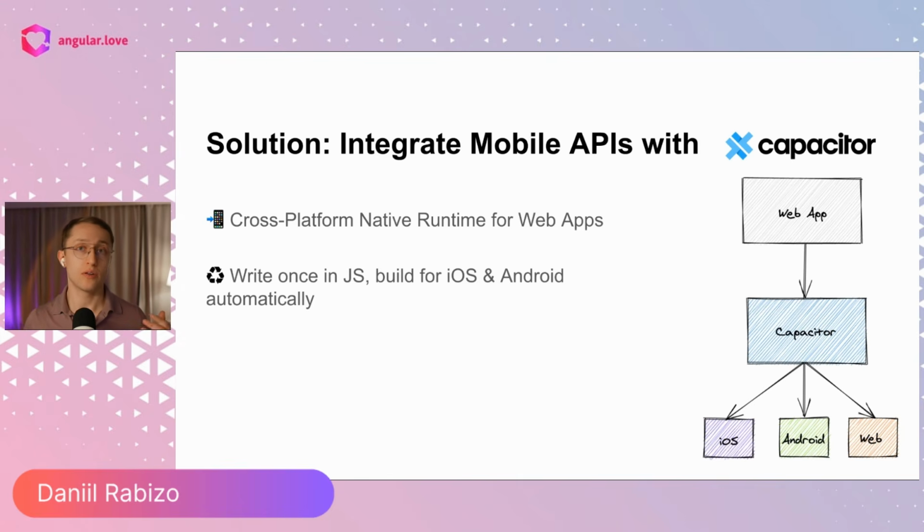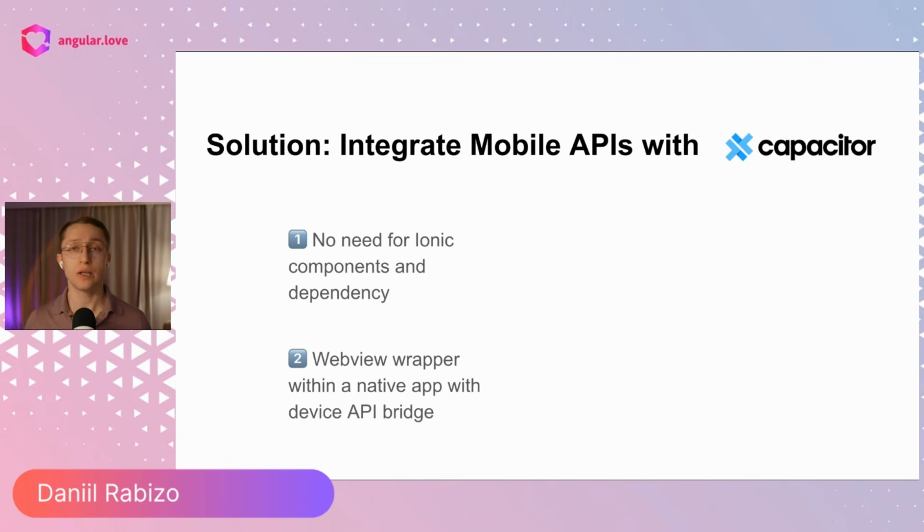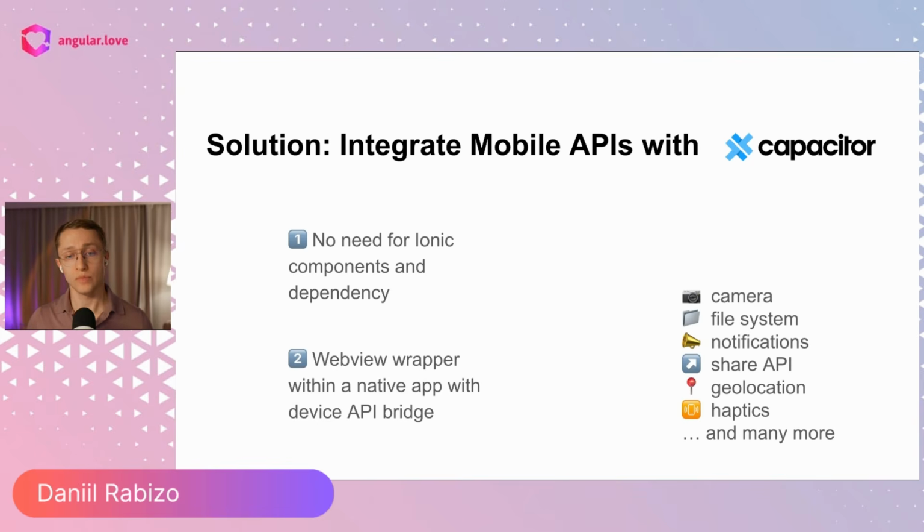And you can write your project once in Angular, for example, and build it for iOS and for Android at the same time. And this way, there is no need for Ionic components, dependencies, because it just wraps the web view and provides a bridge between the Angular code or backend code and the device API. So there are a lot of features which Capacitor has, like camera, file system access, geolocation, haptics, basically everything the device can do, you can do with your Angular application.